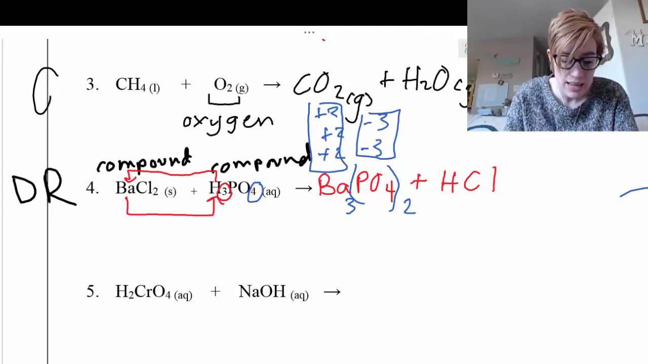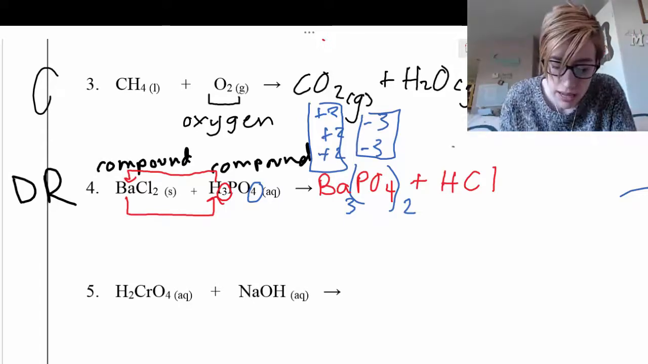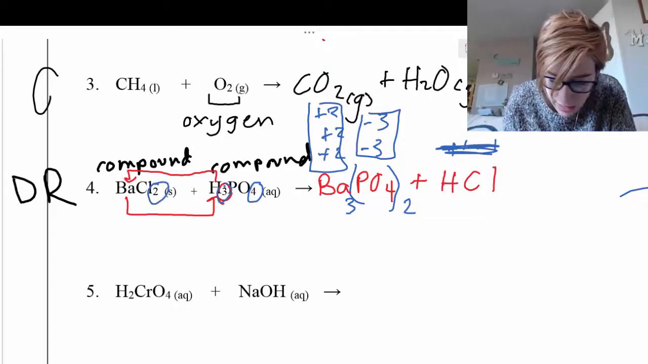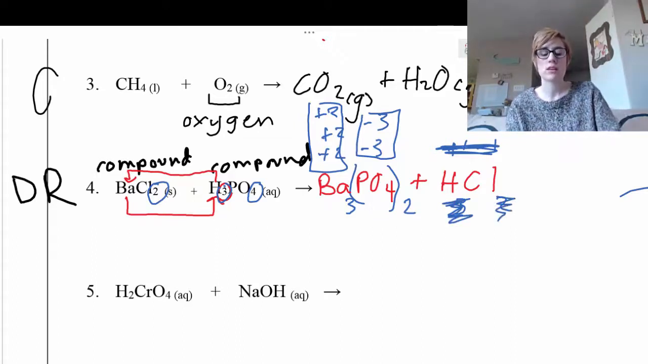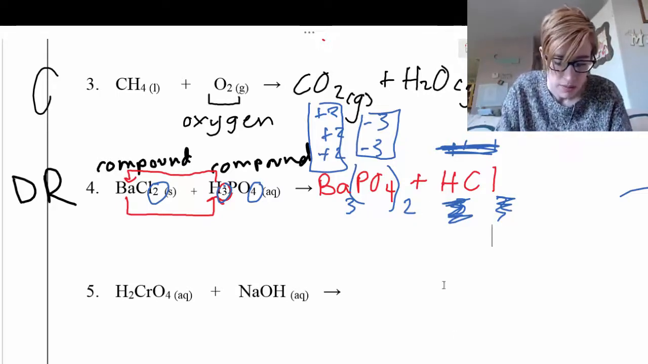Notice I did not take my subscripts from the other side and move them over. You have to even out your charges. H's charge is +1 and chlorine's charge is -1, so I don't need any subscripts down here. Notice I don't take my 2 or my 3 and add them on. I'm not putting 3 and 2 here. You can't move over your subscripts. You have to even out charges to find your subscripts. So that is the reaction for my double replacement.